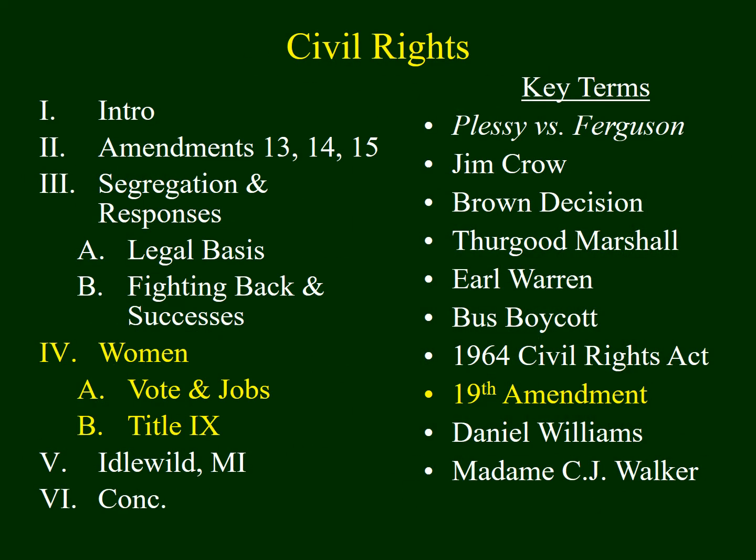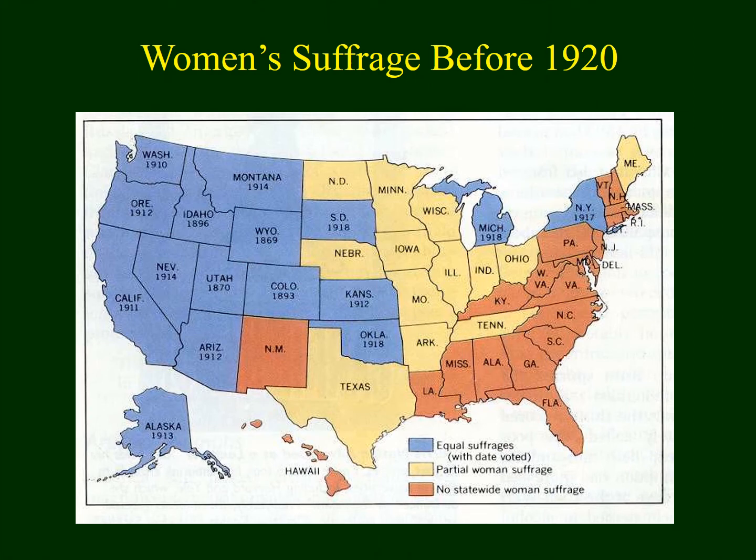So far, I've focused on African Americans and the Civil Rights Movement. Now I'd like to switch gears and talk about women. This map identifies the status of women's suffrage, or women's right to vote, prior to 1920. The blue states indicate states where women had full voting rights prior to 1920. If you notice, there are only 2 states east of the Mississippi that allowed women full voting rights: New York and Michigan.